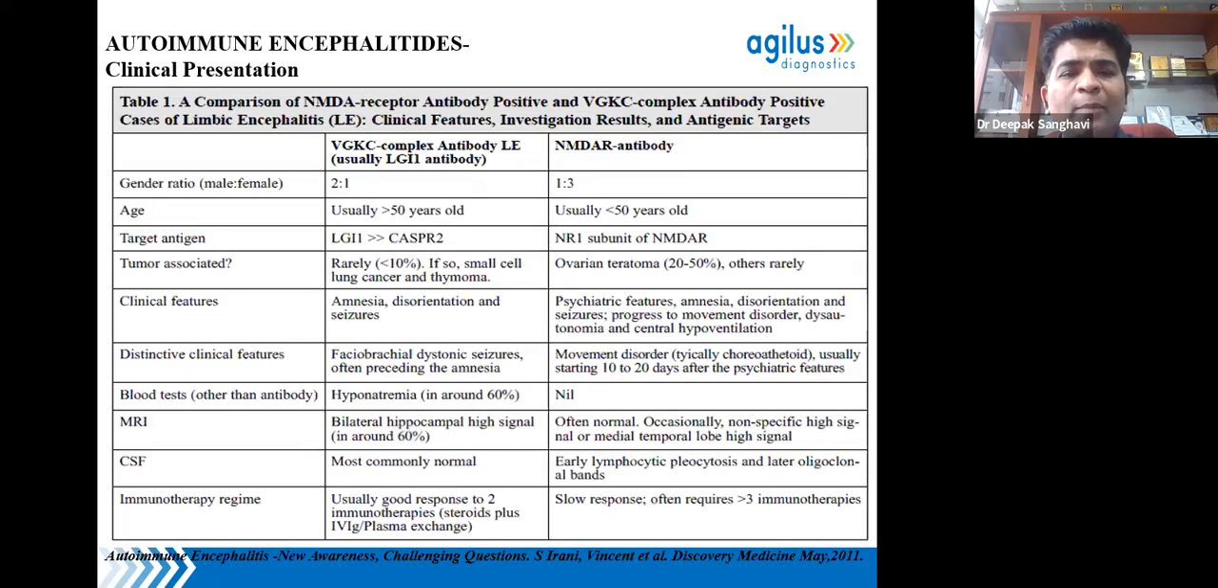So this is a little bit of a table about differentiation between VGKC and NMDA antibodies. I will not go into detail because it is a little more theory behind it. But you have to know the doctor will have an MRI report, will have a CSF routine done, and some other clinical findings which may help you for clinical correlation.